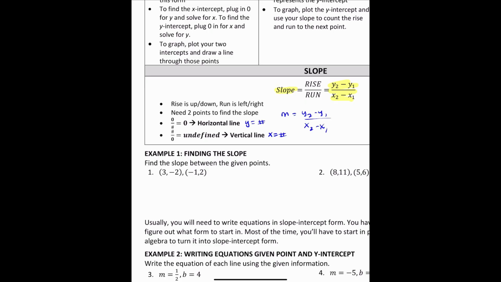Okay, now let's look at example 1. We're going to find the slope. Remember, the slope formula is m equals y2 minus y1 over x2 minus x1. For number 1, we have 3, negative 2, and negative 1, 2. Remember, an ordered pair is in the form x, y. That 3, negative 2 is x, y, and it's the same for negative 1, 2, x, y. But here's the thing, we have 2 x's and 2 y's. We need to make sure that we differentiate these x's and y's.